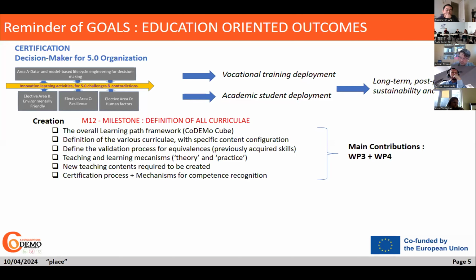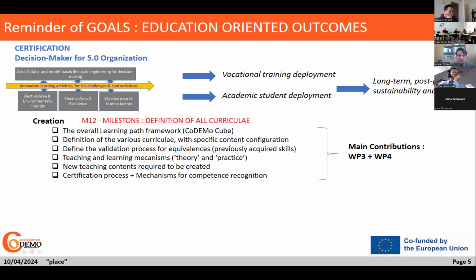certification. So that means that to contribute to all that, we have some key points to build the overall learning path, which will be presented by work package 3 within a few minutes. The definition of the curricula, the definition also of the validation process to deliver the certification, including equivalences when, for academic students or vocational trainees, we declare equivalences of competencies from their previous skills.